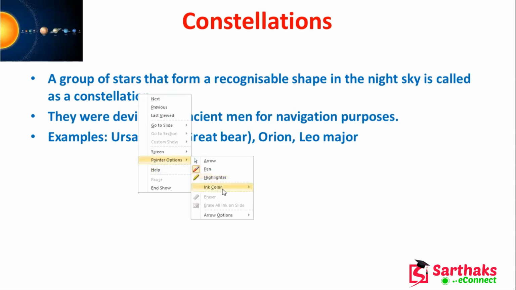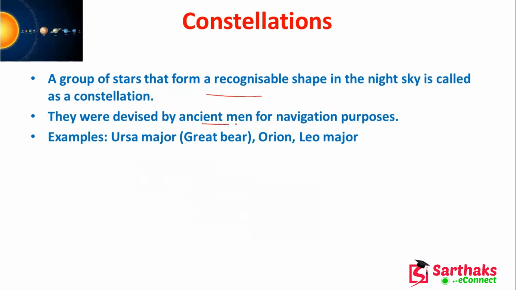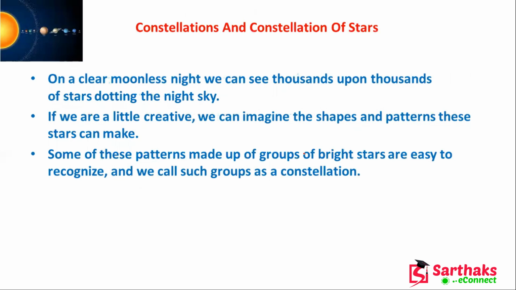Okay. Now the constellation. We know that a constellation is a group of stars. Now we will study it elaborately. The ancient people used constellations for navigation purposes, like Ursa Major, the Great Bear, Orion, Leo Major. So these are the different constellations. On a clear moonless night, we can see thousands of stars dotting the night sky, and with a little creativity we can imagine the shapes and patterns in how they are arranged.